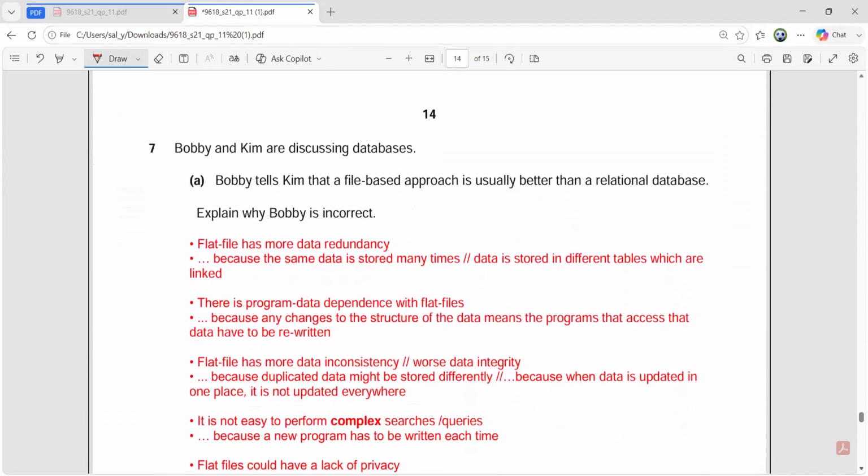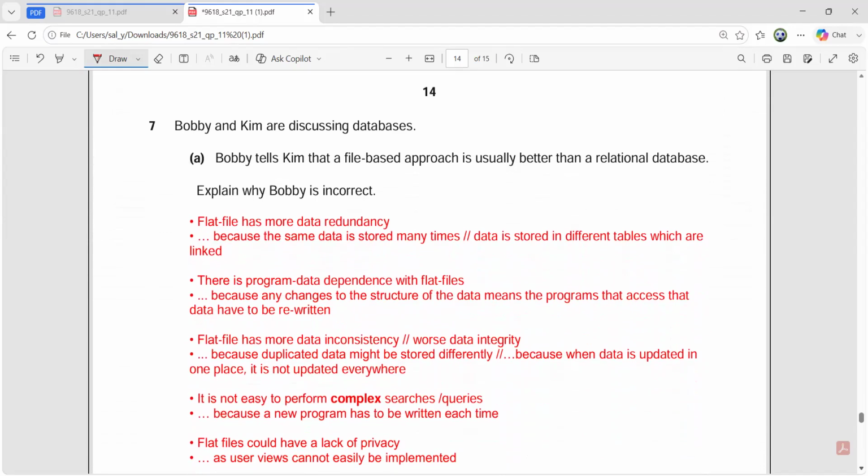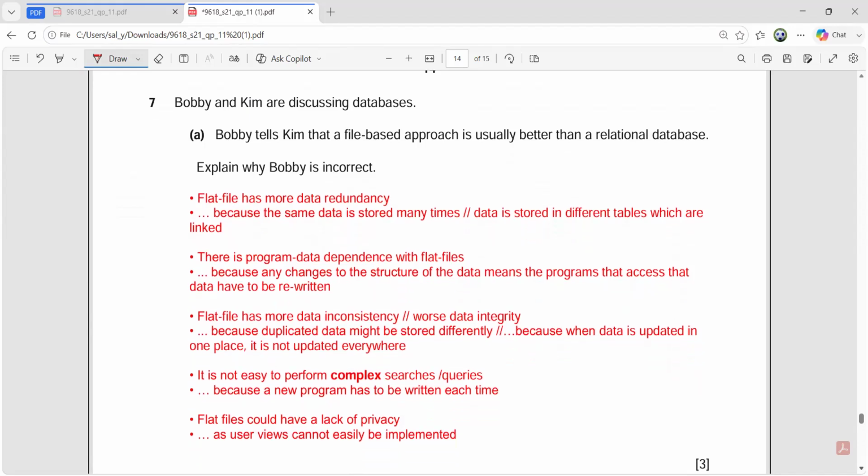Question number 7. Bobby and Kim are discussing databases. Part A, Bobby tells Kim that a file-based approach is usually better than a relational database. Explain why Bobby is incorrect. Why is his statement not correct? Now let's see. This is a comparison between the file-based approach and the relational database model. First thing, a flat file has more data redundancy because the same data is stored many times.